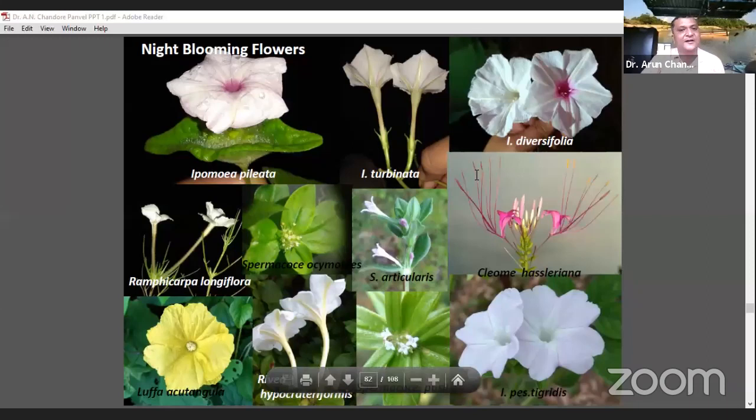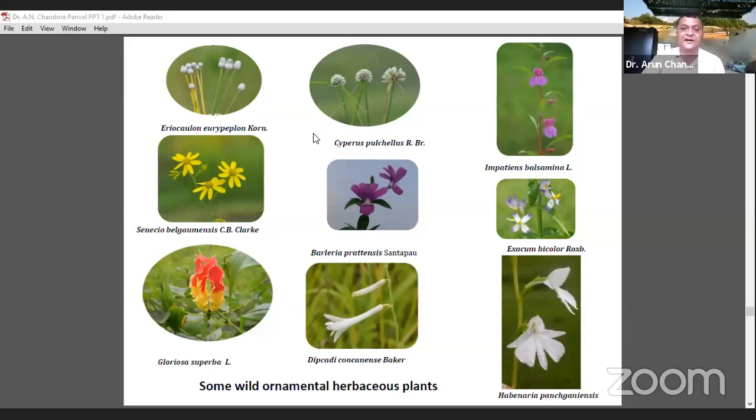Then some wild ornamental herbaceous plants. You see, these are wild plants, but you can use them for ornamental purposes. For example, Senecio, Dipcadi, Habenaria, Barleria, Impatiens, and some Cyperaceae and Eriocaulaceae members. Though these are very minute flowers, we use them for ornamental purposes. Then here are tree species, a very important group. About 3,000 species of trees are reported from India, and we have collected about 150 species from the Konkan and Western Ghat region.